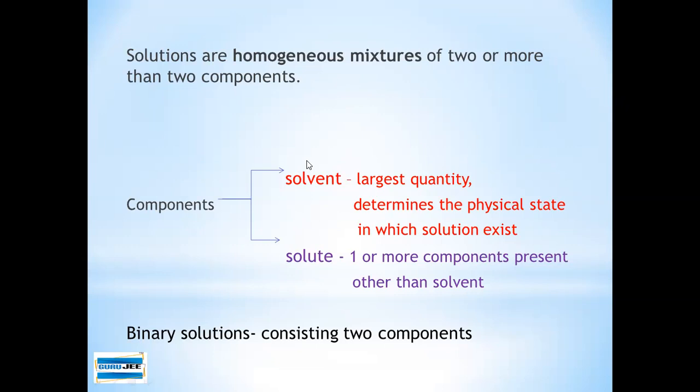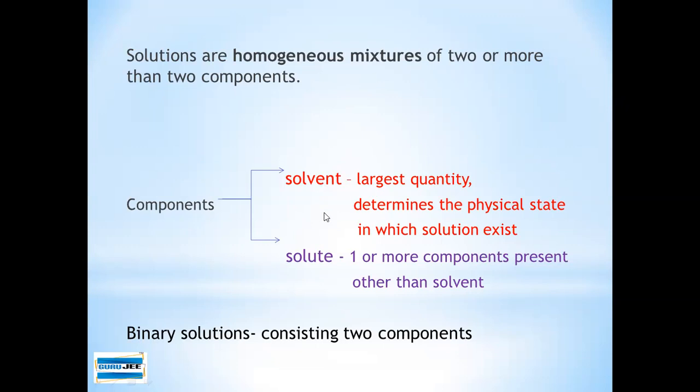Okay, so only liquid forms cannot be solutions. Either a mixture of gases, a mixture of liquids or a mixture of solids can also be solutions. So solutions are homogeneous mixtures of two or more than two components. They can be in gases, liquids, or solids. Okay, so they are homogeneous mixtures with two or more than two components.